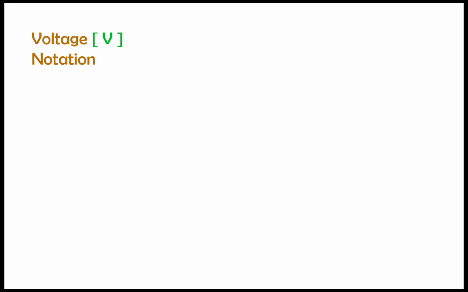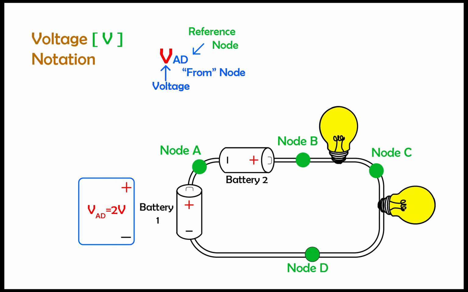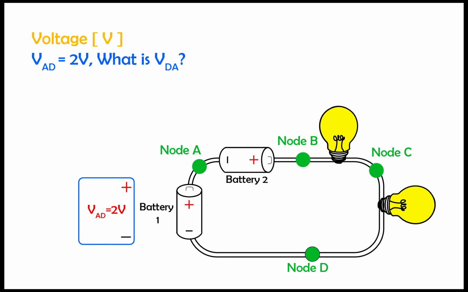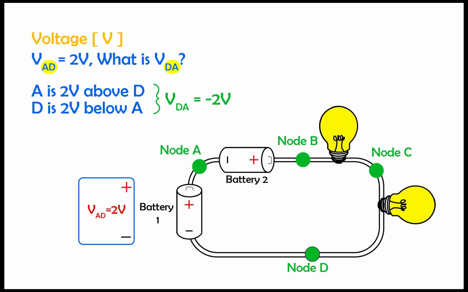We denote the voltage from point A to D as VAD, so we know that point A is 2 volts above point D. But what is the voltage VDA? Note that we changed the order of nodes in this question, and since point A is 2 volts above point D, it is also true that point D is 2 volts below point A. Therefore, the voltage from point D to A, or VDA, is negative 2 volts.